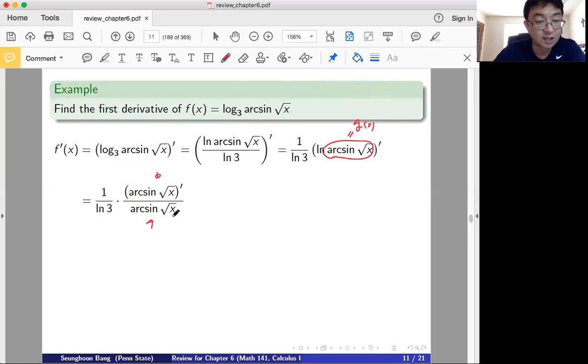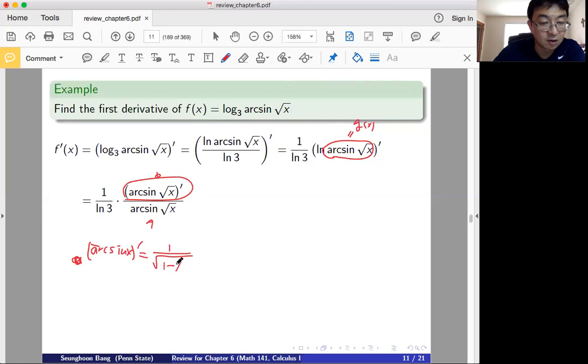So what is arcsine root x prime? So I can write here, arcsine root x prime is like this. So I want to use this one. Do you know this one? The derivative of arcsine of x is 1 over square root of 1 minus x squared. You can plug root x into x.